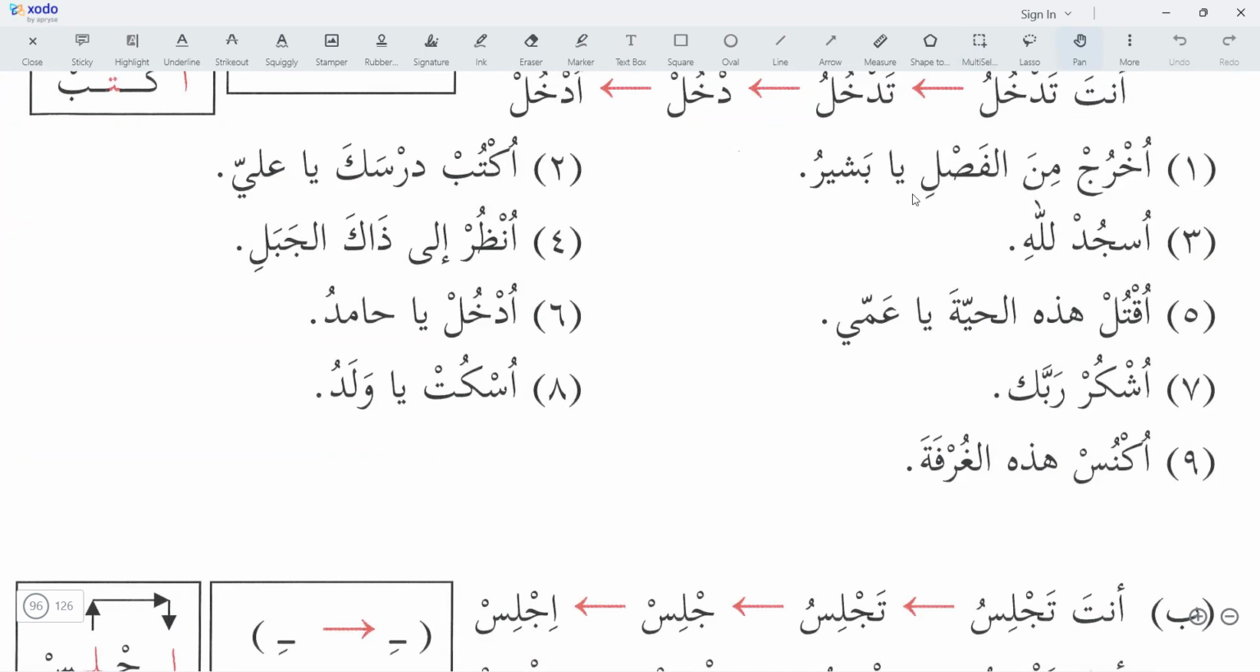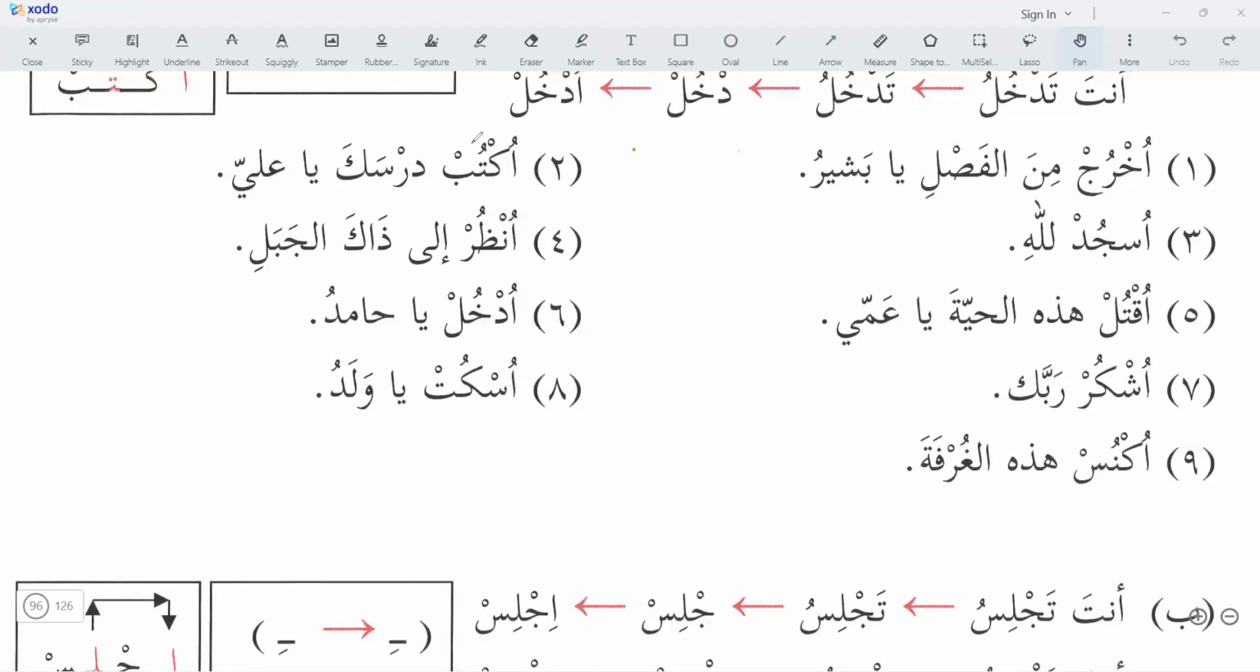Min al-fasl, classroom, no? Yes. Fasl. Yes, exit from the class, O Bashir. Yes, sir. Uktub darsaka ya Ali. Write your lesson, O Ali.